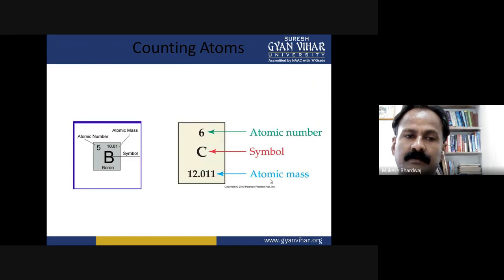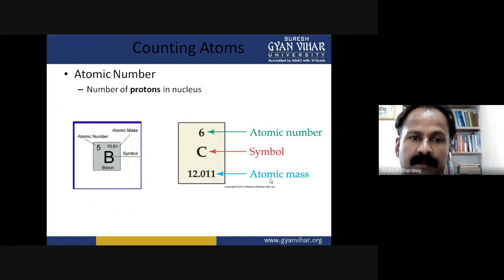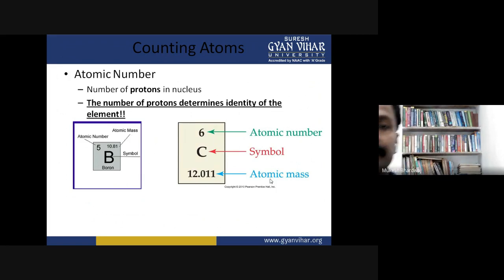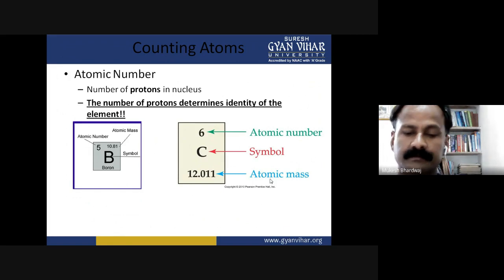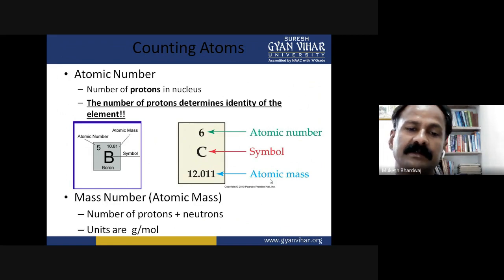Now, if I'm talking about carbon: hydrogen, helium, lithium, beryllium, boron, carbon. Carbon has atomic number 6 and atomic mass 12.011. Boron has atomic number 5, atomic mass 10.81, and the symbol is B. Atomic number is the number of protons in the nucleus. The number of protons determines the identity of the element. Mass number is the number of protons plus neutrons. Atomic mass units are grams per mole.